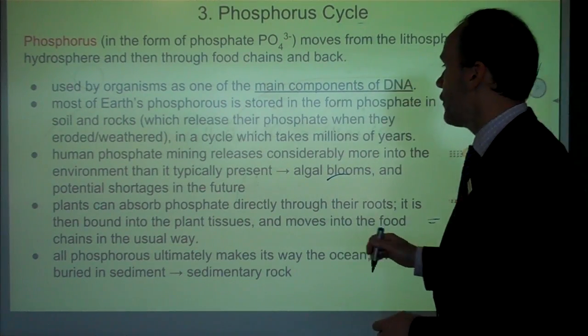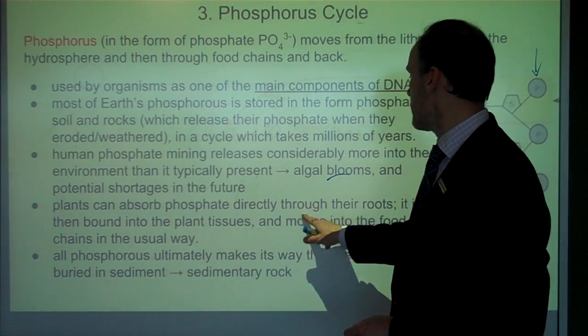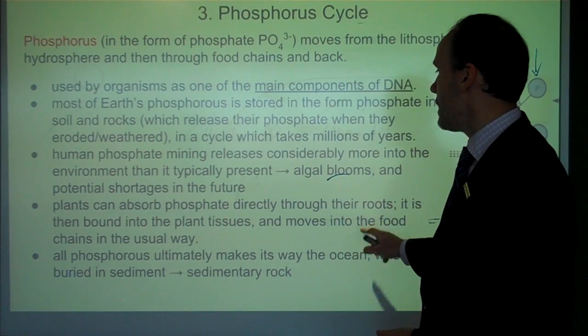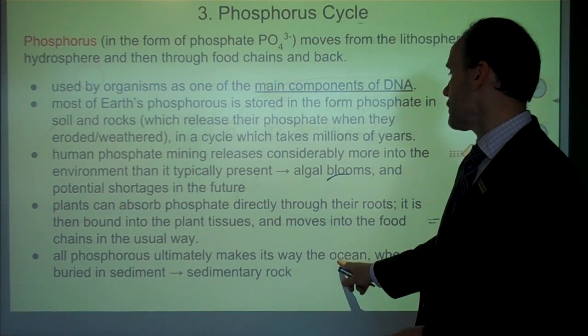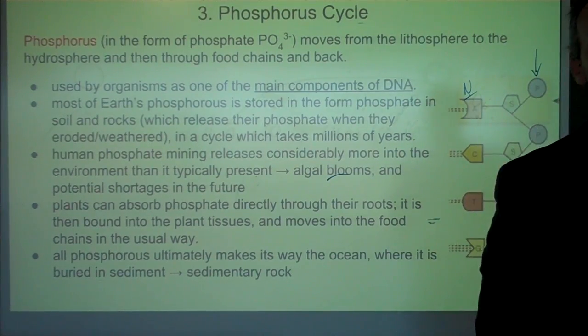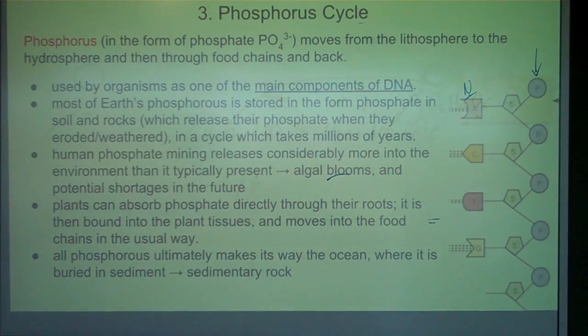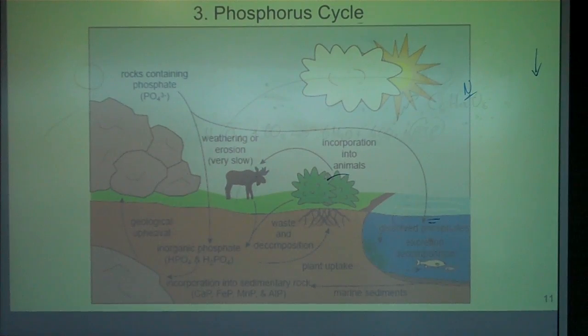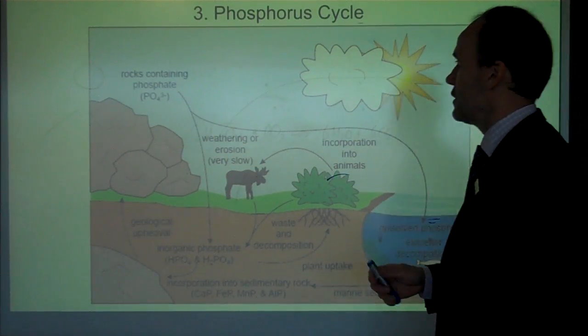They can absorb phosphate directly through their roots. It's then bound into plant tissues. All phosphorus makes its way to the ocean, where it's buried in sediment and sedimentary rock. Don't freak out. Let's have a look at this simple diagram. This is a much nicer one than the nitrogen cycle.